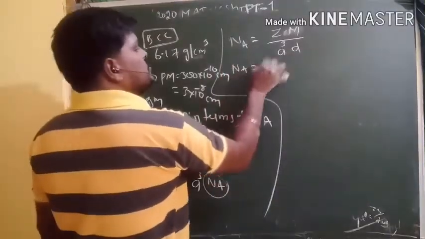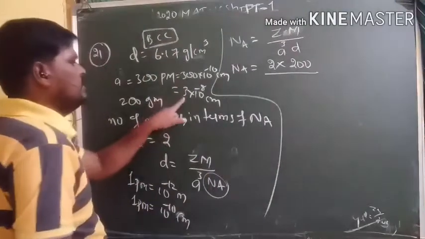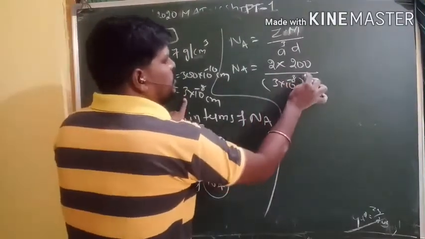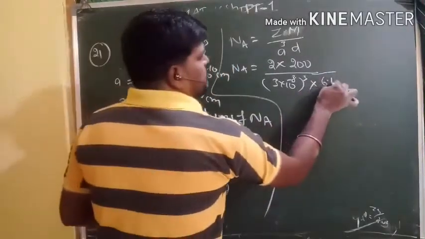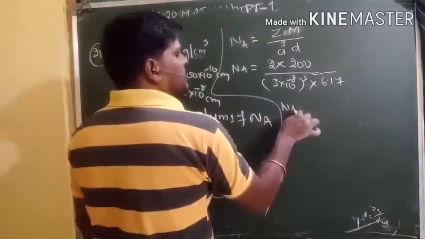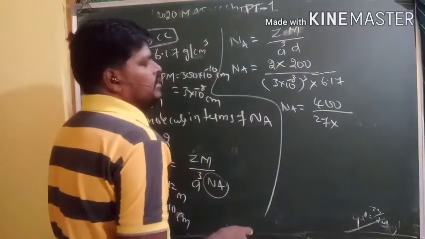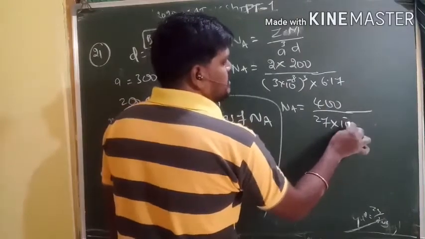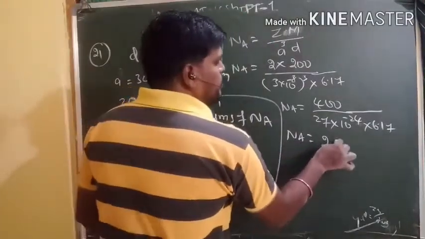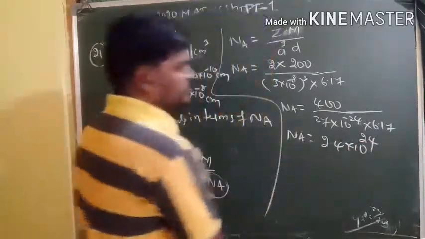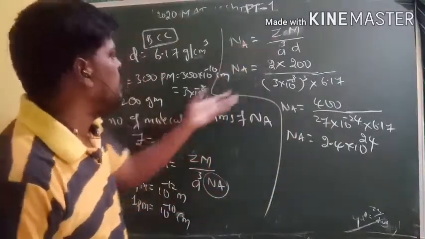Substitute. Z for BCC system is 2, atomic weight is 200 grams, so 200 by a cubed, a value here is 3 into 10 to the power of minus 8, cubed, into density 6.17. So the Avogadro number is 400 by 27 into 10 to the power of minus 24 into 6.17. After working it out, 2.4 into 10 to the power of 24. I don't have options here, so you check whether it is correct or not. Formula, substitute values, get the answer.